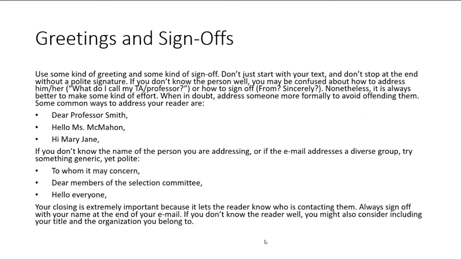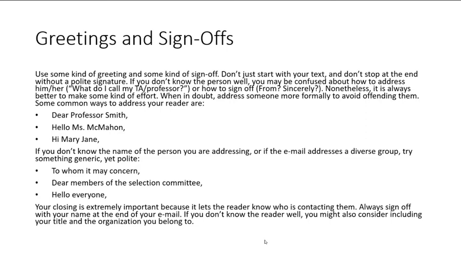And then another instance in which you might not know the name of the person you are addressing, or if the email address delivers to a diverse group, you can try something that's generic yet polite. Something like, to whom it may concern, dear members of the selection committee, or just something like hello everyone. And that just covers your bases as to all of the people that you're emailing and greets them all and gets all of that out of the way.